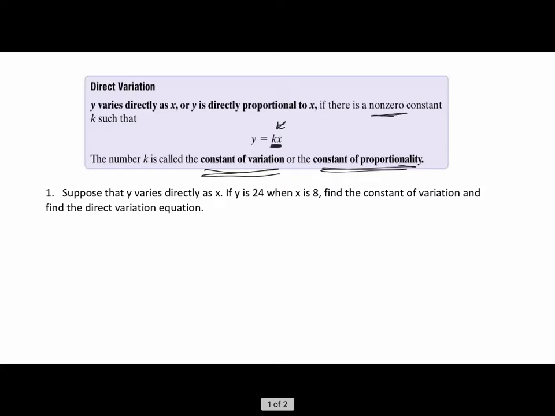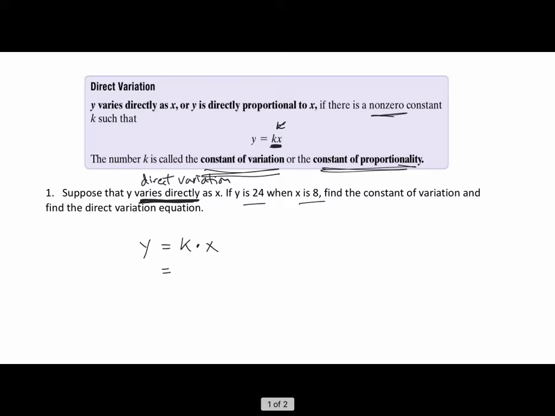Our first example, suppose that y varies directly as x. If y is 24 when x is 8, find the constant of variation and find the direct variation equation. So the clue here on what we're talking about are the words varies directly. That is what tells me this is direct variation. So that first variable equals k times that second variable. That's my translation there. And then the next sentence tells me that y is 24 when x is 8.